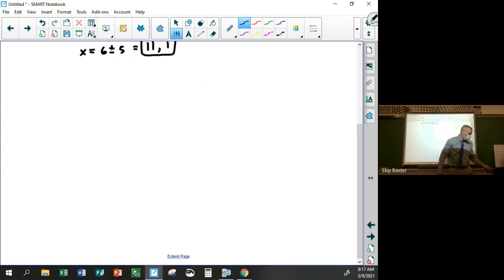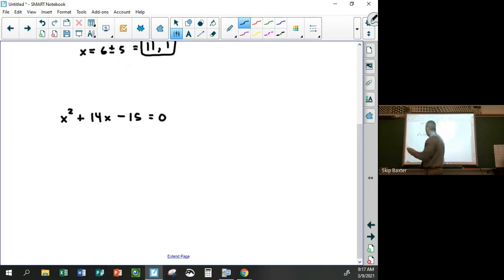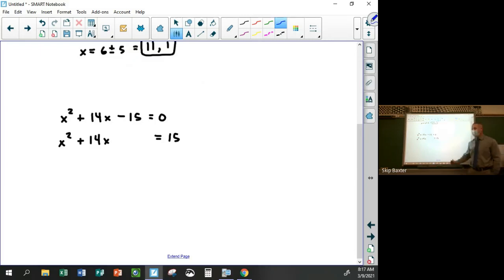Let's do another one. How about x squared plus 14x minus 15 equals 0. I'm going to move the 15 over. X squared plus 14x, leave some space, equals 15. What am I going to add to both sides this time? Yeah, I'm going to add 7 squared to this side, and I'm going to add 7 squared to this side.